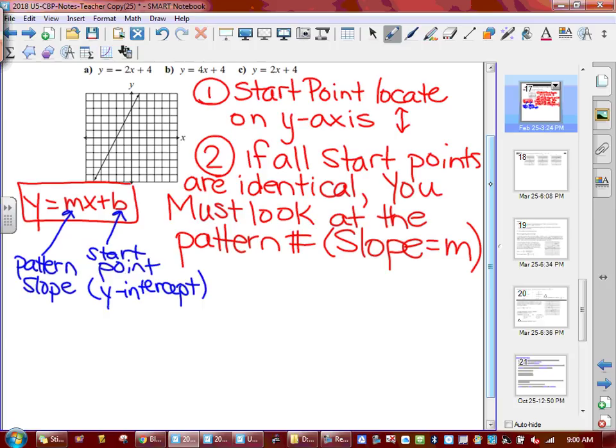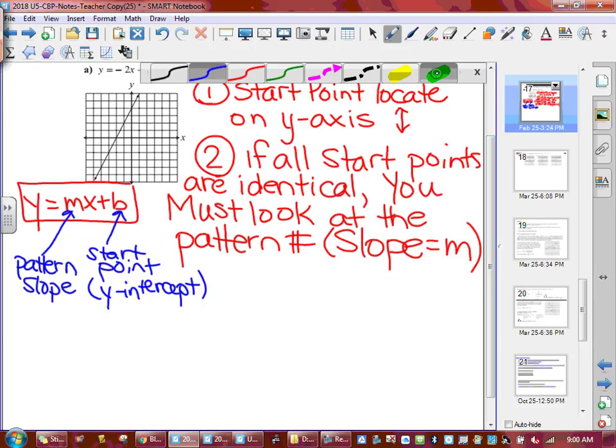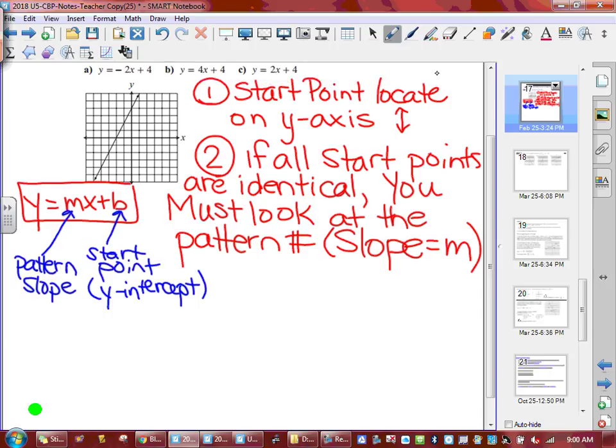So we can check them with the start points. It's easy to match if the start points are different. But what happens if all the start points are the same? Because if I look at all of these, I have a +4, a +4, and a +4. That means their start points are at the same spot. So now I've got to go to the slope pattern number.